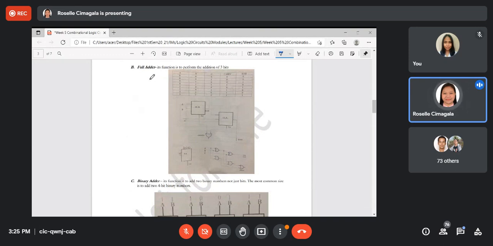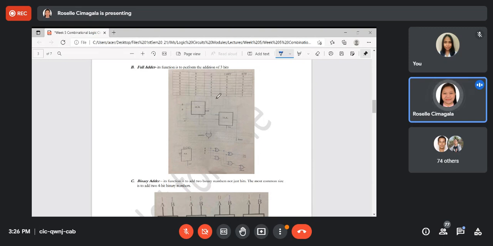So, adder circuit gihapon pero full na, di ra half. Sa full adder, its function is to perform addition of 3 bits na. So, tulo na i-add na ni. Kung tulo, it involves 3 input variables, so it has 8 possible combinations, no? For 2 to the power 3, naa tay A, B, C.